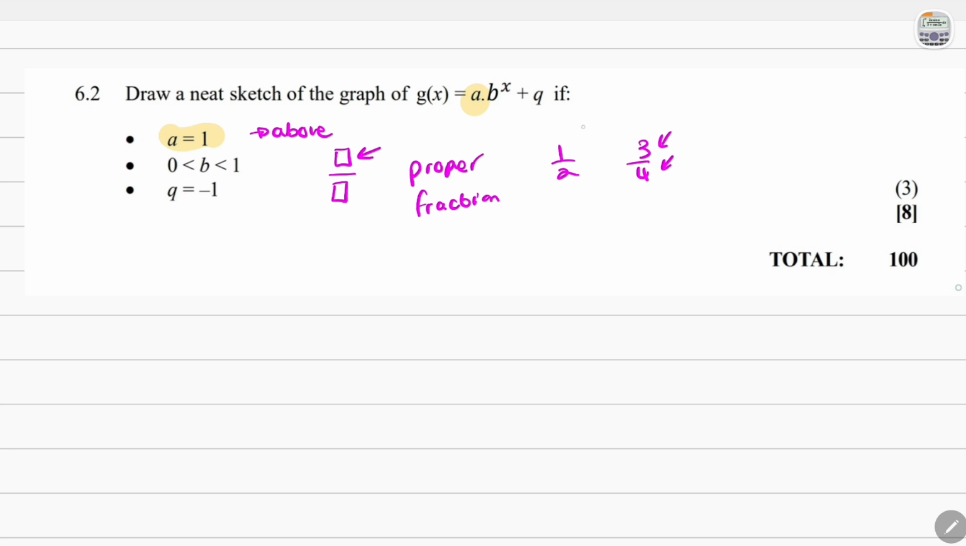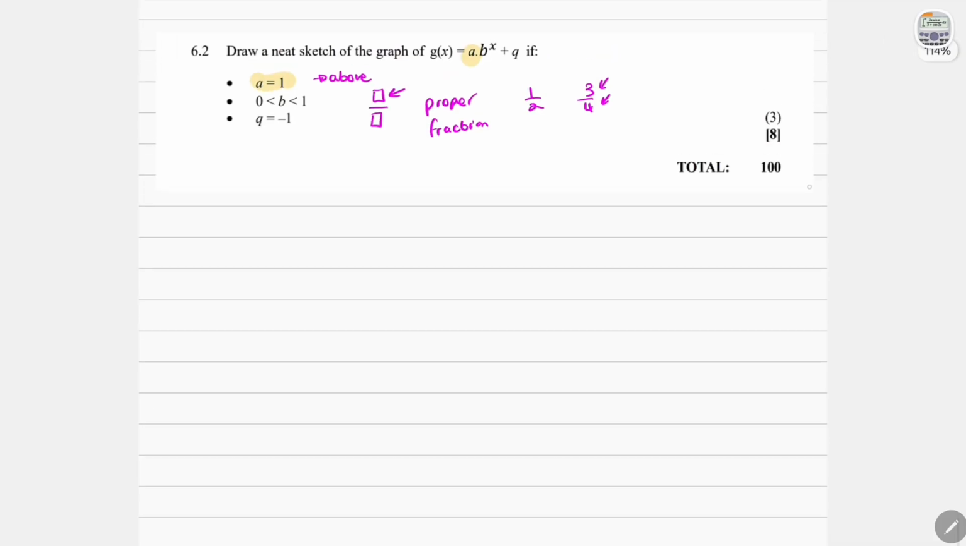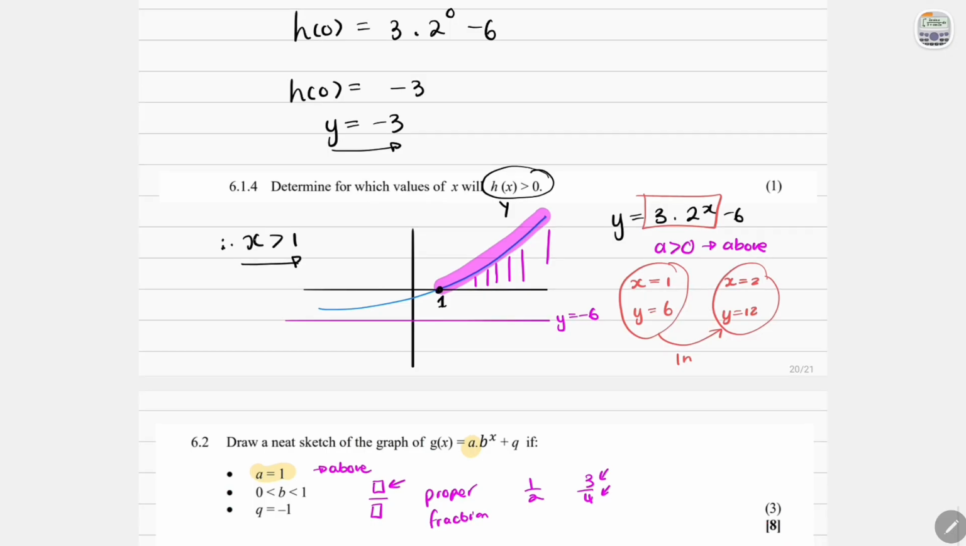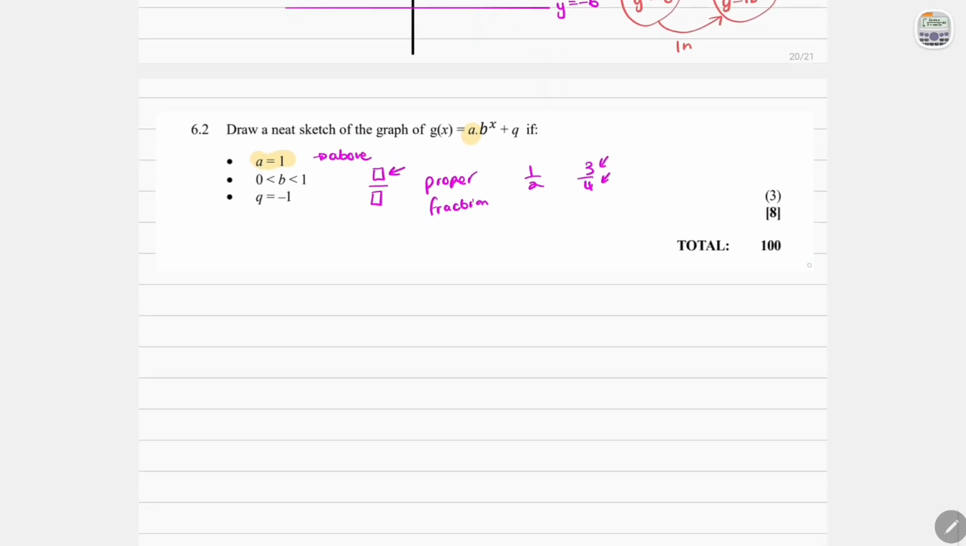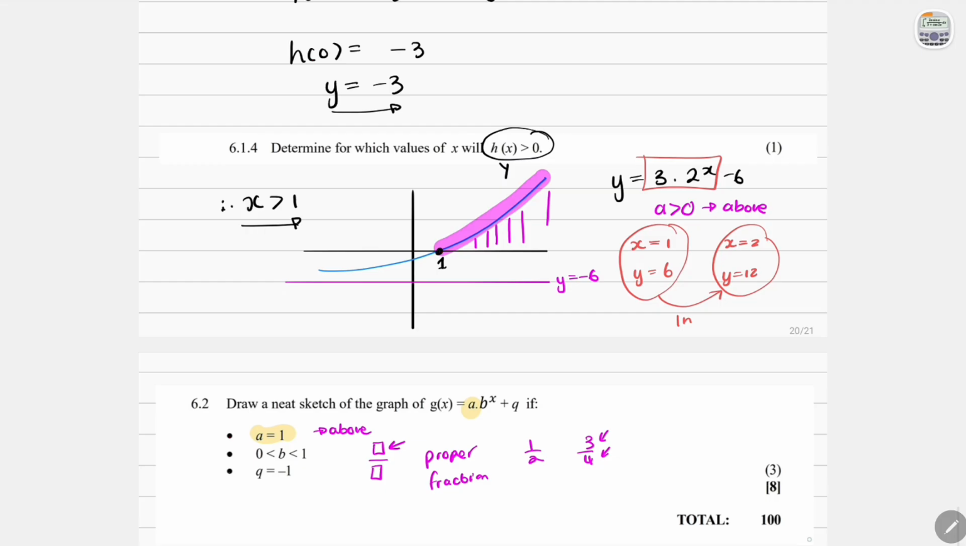Lastly, they also tell us the value of q. Okay, it is -1. So we can start sketching. We'll speak about what to really look forward to. You see how the previous question really helps us to see what we need to do here. The previous question would help you know how to draw your graph. Okay, you know how to determine whether it's above or below the asymptote and whether it's increasing or decreasing.